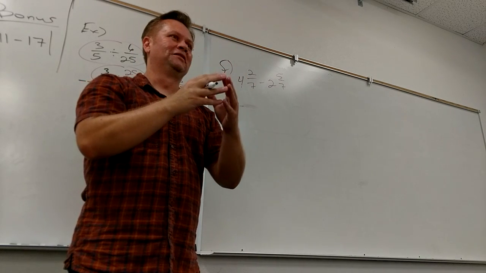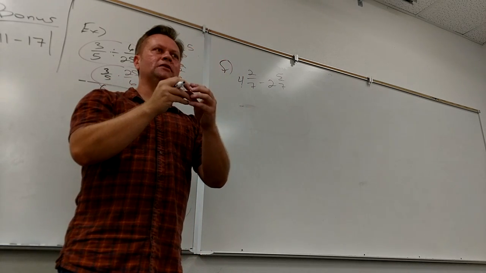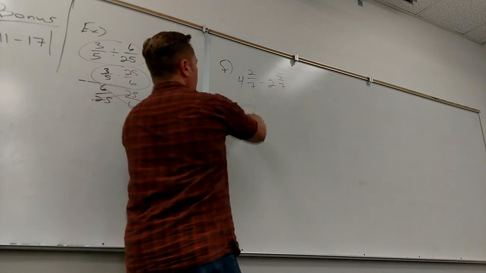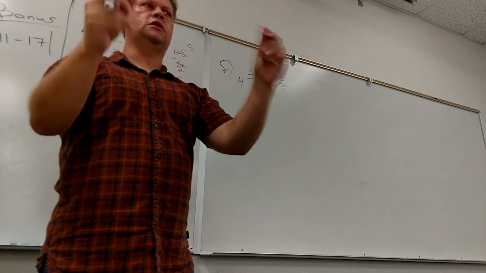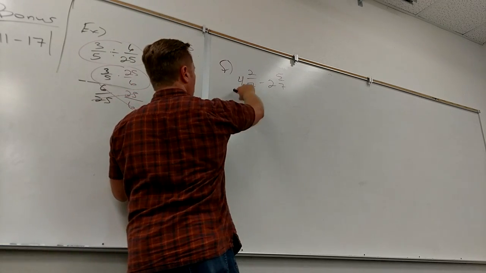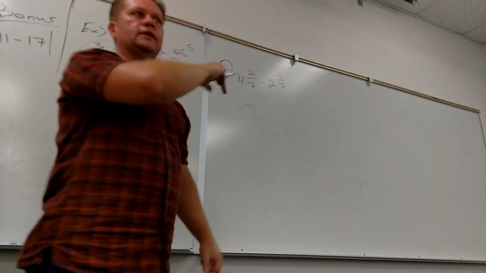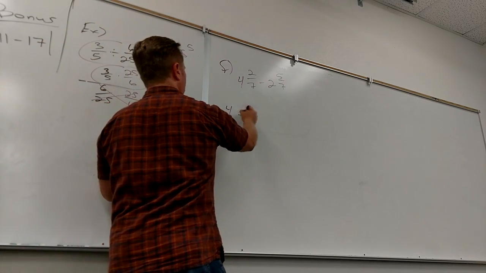Does anybody know why we do that? All right. 4 2/7 is one of the worst decisions on how to represent something ever. What the heck is 4 2/7? It doesn't mean 4 times 2/7. We know that because that's not just 8/7. This is 4 and 2/7. So what we really mean is 4 plus 2/7.